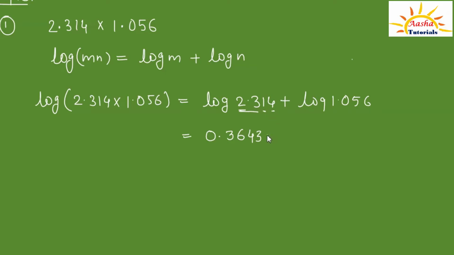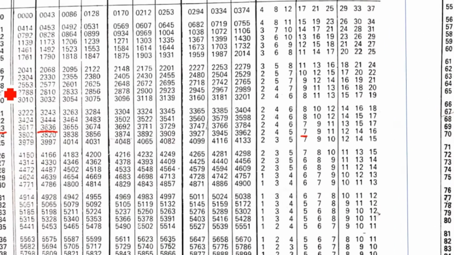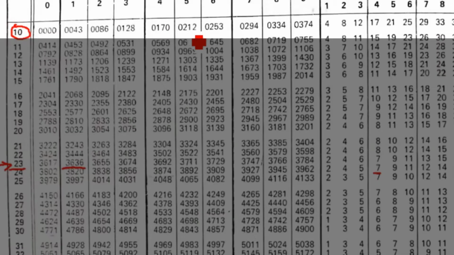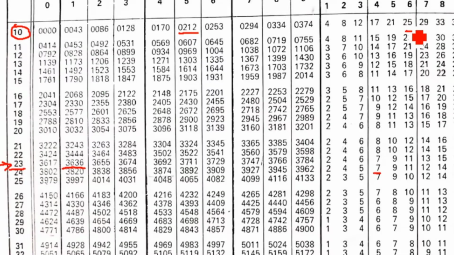Now let us add the log of 1.056 to this. Again this is a one digit number, so its characteristic value is 0. Then let me write the decimal point, and we have to find the log of 10 in 5 and 6. See here, this is 10 and we have to find the log of 10 in the fifth column, which is 0 0 1 2, and the mean difference in the sixth column, which is 25.